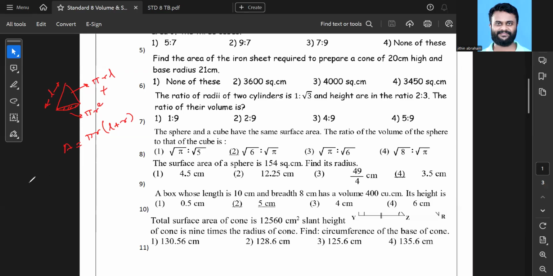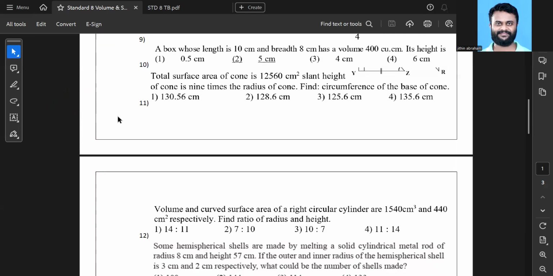Okay, let's proceed further. Total surface area of cone is 12560. Slant height of the cone is 9 times the radius of the cone. So L is given 9 times R. Find the circumference of the base of the cone.